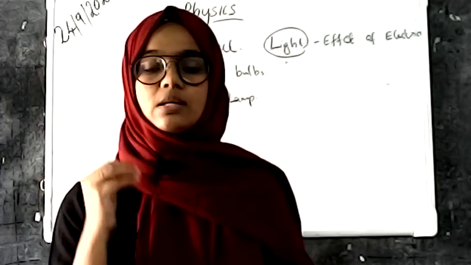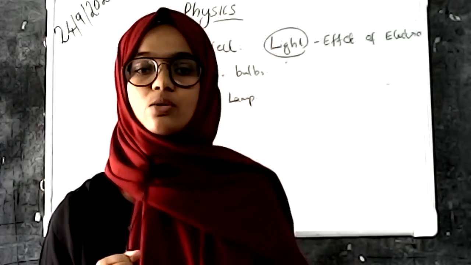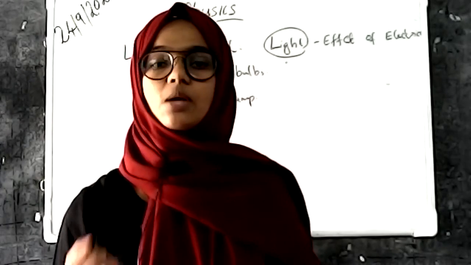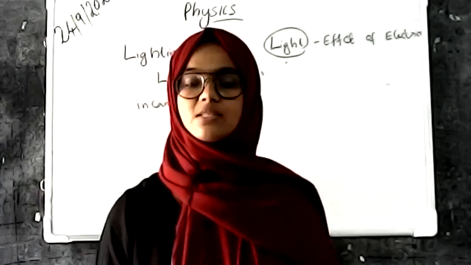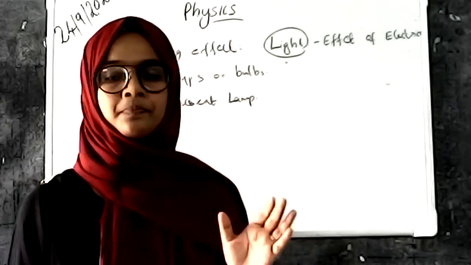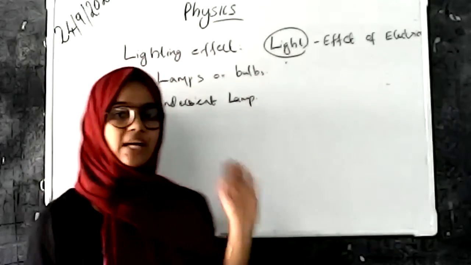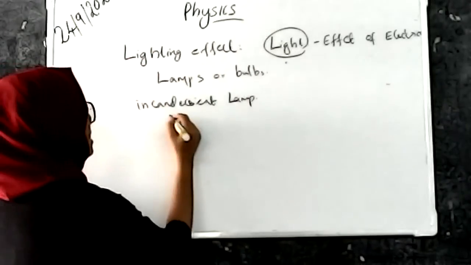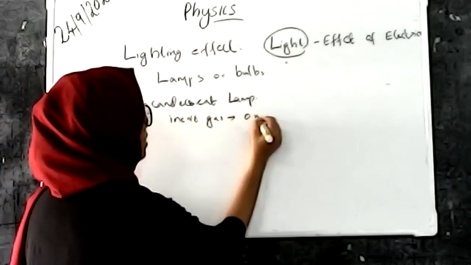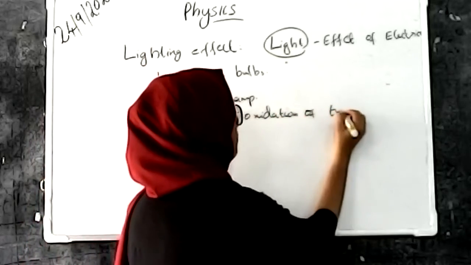The incandescent lamp is filled with inert gas, mostly nitrogen. Nitrogen, or an inert gas, does not undergo chemical change in certain conditions. That's why inert gas is used inside incandescent lamps, and it also helps to reduce the oxidation of the tungsten filament.